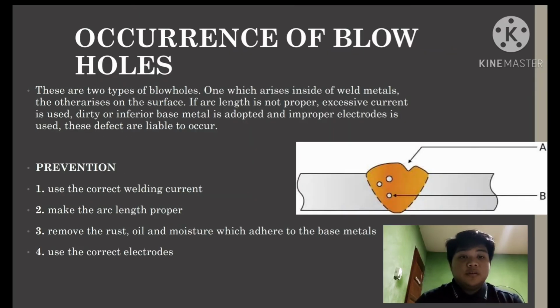Occurrence of blowholes. There are two types of blowholes, one which arises inside of weld metals, the other on the surface. If arc length is not proper, excessive current is used, dirty or inferior base metal is adopted and improper electrode is used, these defects are liable to occur. Prevention. 1. Use the correct welding current. 2. Make the arc length proper. 3. Remove the rust, oil and moisture which adhere to the base metal. 4. Use the correct electrode.